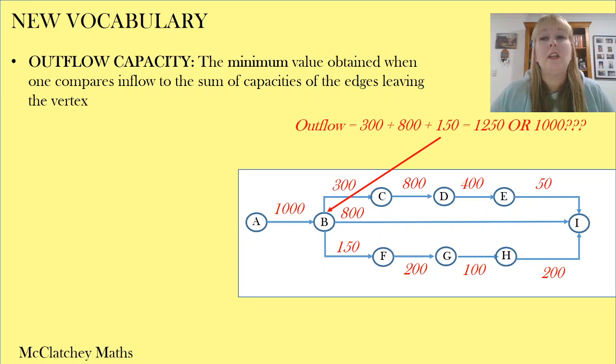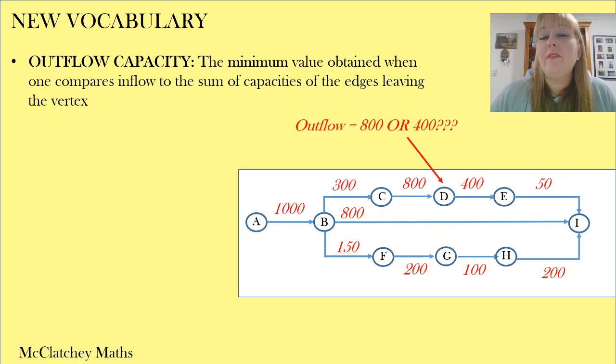Now, if you think about this logically, if only 1,000 can get in, then only 1,000 can come out the other side. There can't be magically more coming out than is actually coming in. So there's a limitation on your outflow, which is whatever that inflow is going to be. So you always take the minimum of the two choices. So in this case, we would say that the outflow capacity from B is 1,000 because you can't get more than 1,000 coming into B in the first place. So then therefore you can't have more than 1,000 coming out. So if you think about that in the context of maybe a pipe coming into a house, if only 1,000 litres can get into that house per second, you're definitely not going to get a greater outflow than your inflow.